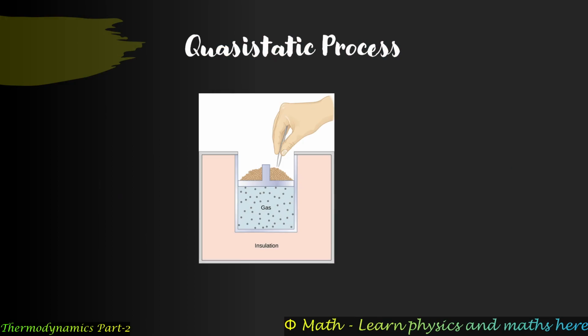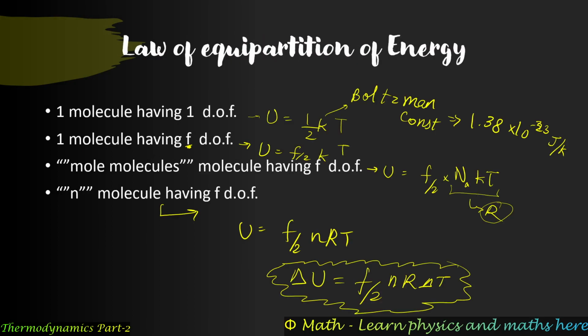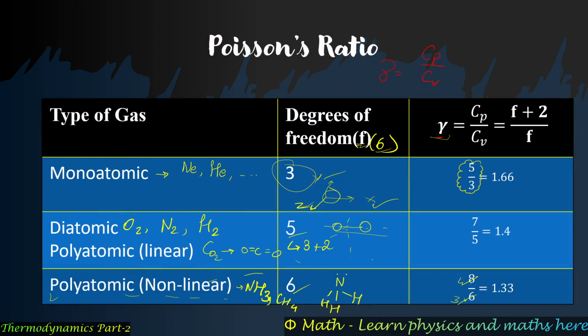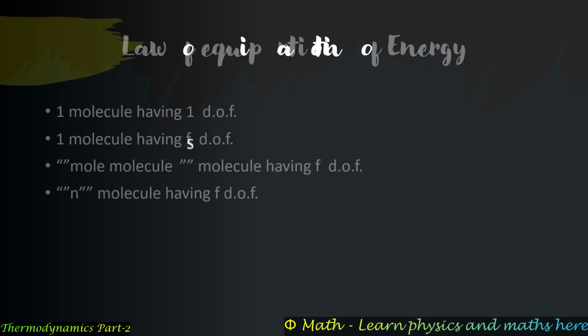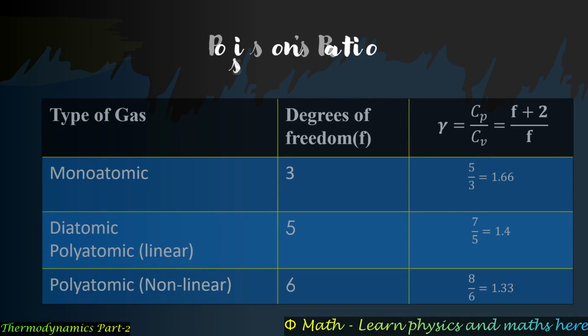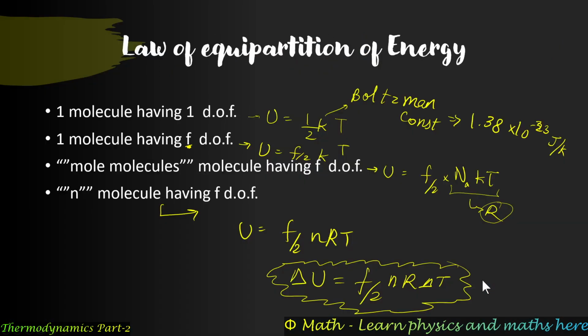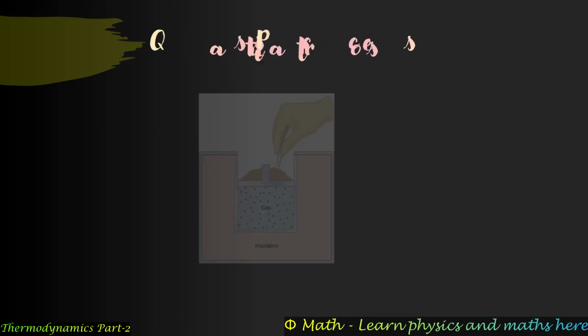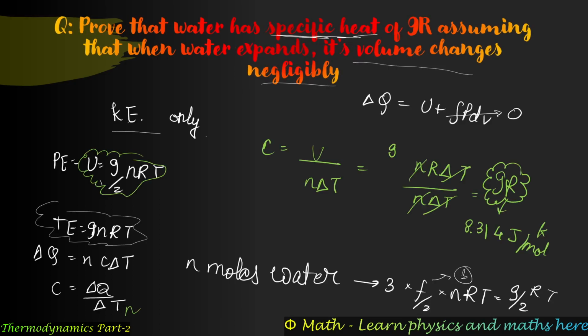So if we just take a look at the table once again, from here we can see that for monoatomic gases the value of degree of freedom is 3. Did you remember that here we have taken it 3 by 2? As we can see it is 4 by 3 and we have taken 3 by 2 in this question. That is because in this question we have taken water to be monoatomic.